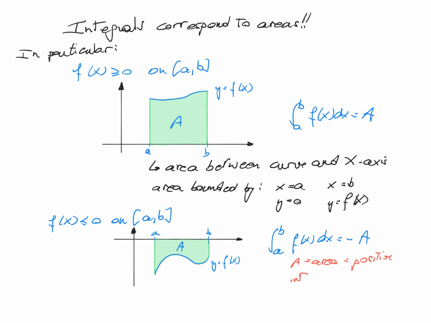So A is an area, it is positive, but the integral, if you want to calculate it, you will see that this is an integral of a negative function, so this will be a negative number. And so clearly, the integral will have to be the negative value of the area.